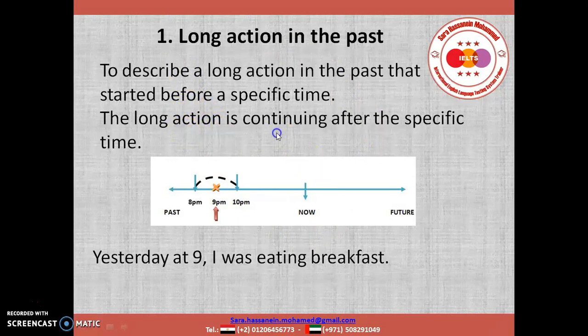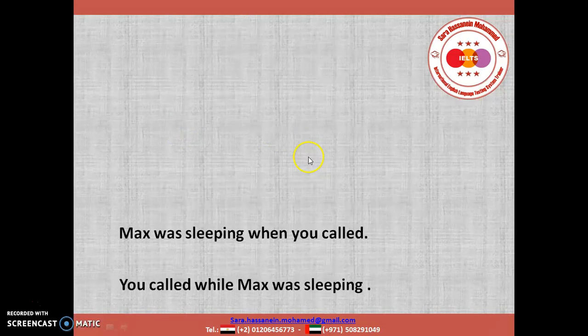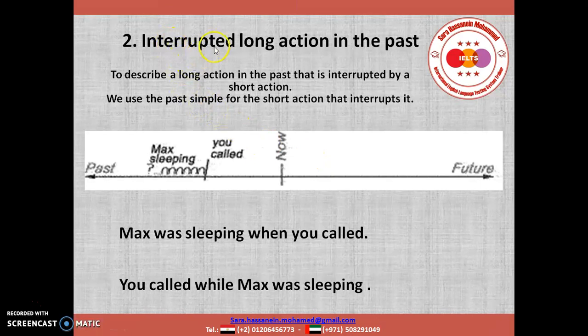That is the first use of the past continuous tense. Then the next use is the interrupted long action in the past. If you just need to describe a long action in the past which is interrupted by a short action, all you need to do is use the past continuous for the long action and the past simple for the short action that interrupts the long action. So, Max was sleeping when you called. Once you called, you interrupted the action of sleeping. Got it?